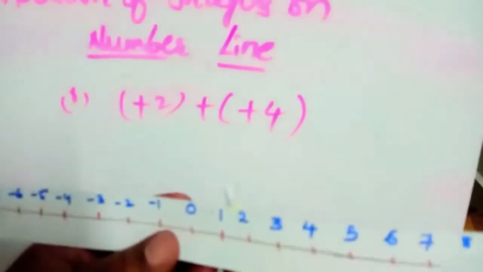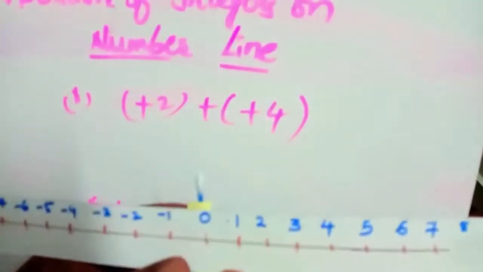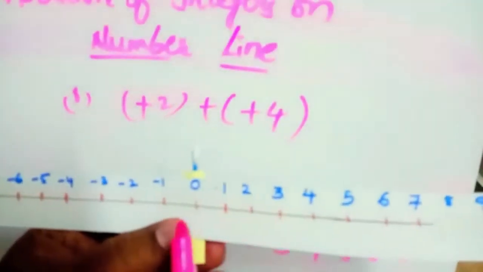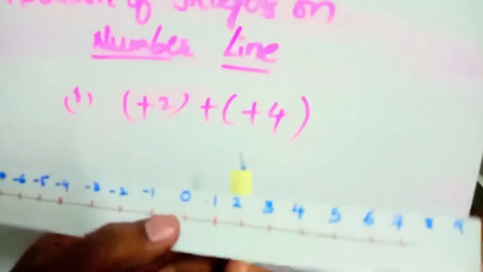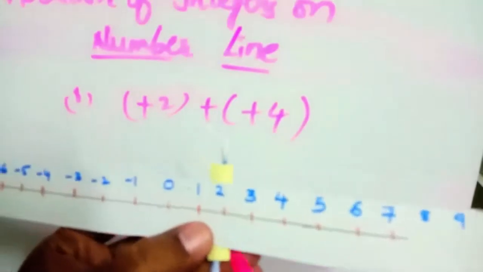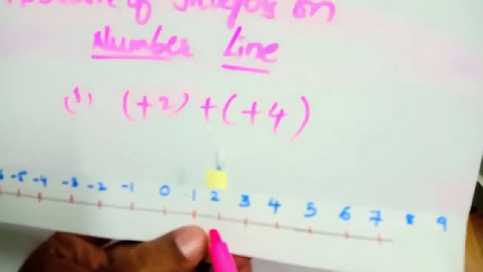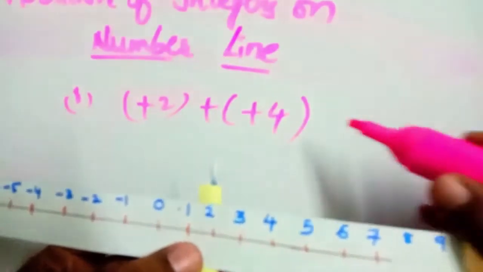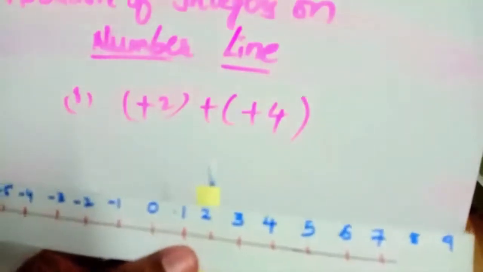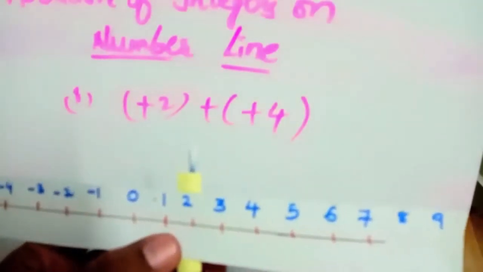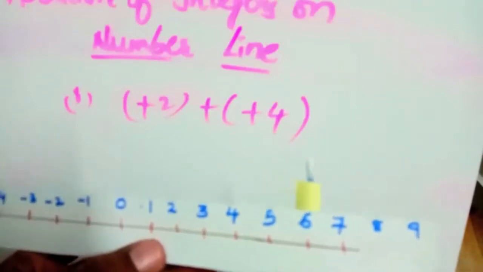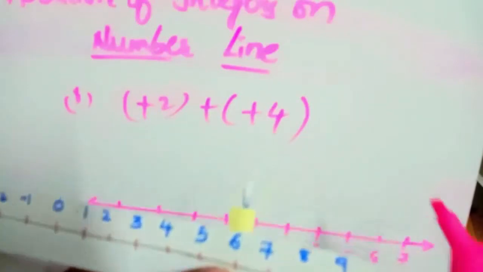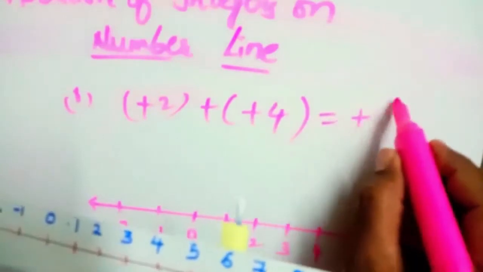So this is the number line showing these integers. First of all we need to locate the positive 2 on this scale. So here we have positive 2. Again for this 2 we are adding plus 4, so we need to move 4 steps towards the right side. 1, 2, 3, 4, so the answer is 6. That answer is positive 6.